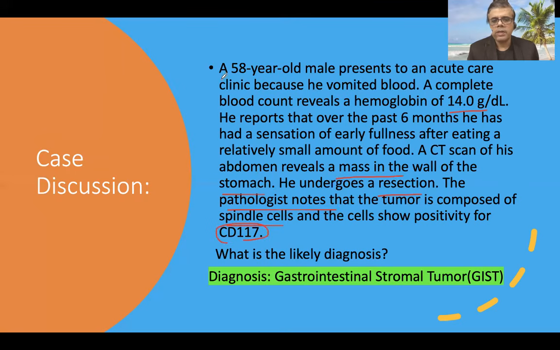So a 58-year-old male is there, so the age group is as per the common age group of GIST, and there is a hemoglobin of 14. Over the past year, he has a sensation of early fullness. Now the CT scan is showing a mass in the wall of the stomach, so that is very important. And the resection is conducted, and the tumor is showing spindle cell proliferation that is positive for CD117. As we had discussed, CD117 is a fairly sensitive marker for the diagnosis of GIST, and here the tumor is composed of spindle cells and present in the stomach, so it clearly establishes the diagnosis of GIST.